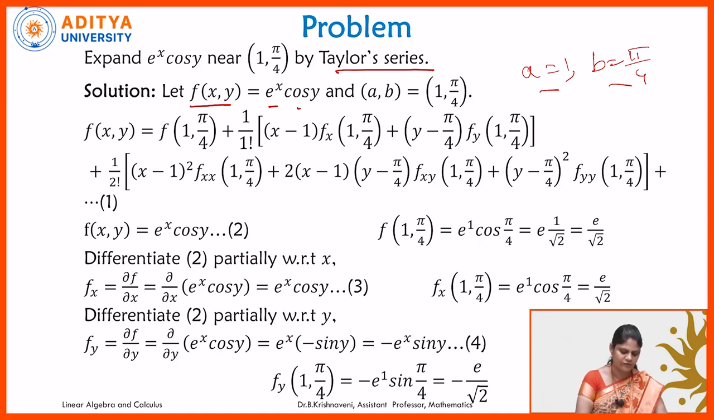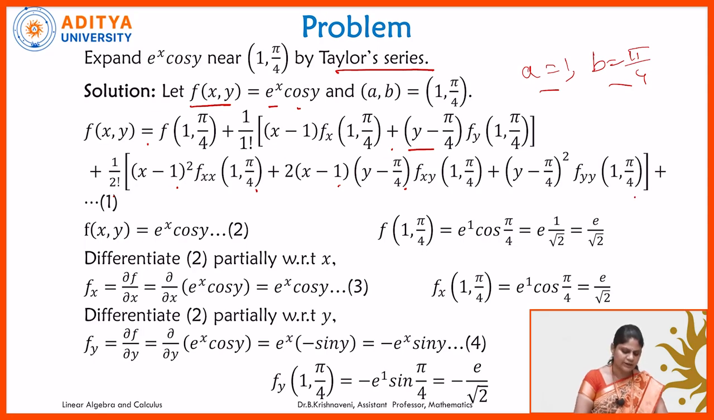Then what is the Taylor series of f(x,y) in two variables? f(x,y) equals f(a,b), meaning f(1, pi by 4), plus 1 by 1 factorial (x minus 1) into fx(1, pi by 4) plus (y minus pi by 4) fy(1, pi by 4) plus 1 by 2 factorial into (x minus 1) whole square fxx(1, pi by 4) plus 2 into (x minus 1) into (y minus pi by 4) fxy(1, pi by 4) plus (y minus pi by 4) whole square fyy(1, pi by 4) plus so on.